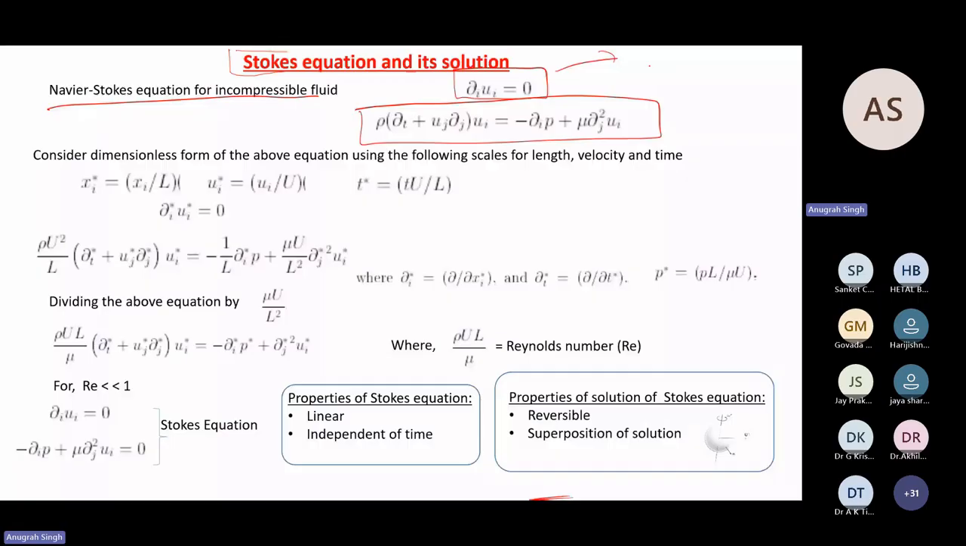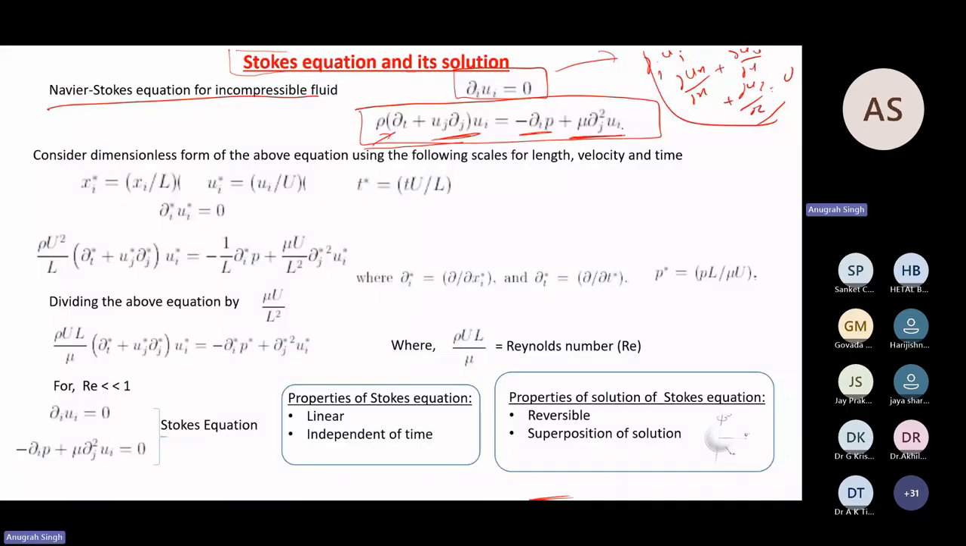So this is del j u j, where j means repeated index. This will be del u x by del x, and j repeated means summation, plus del u y by del y plus del u z by del z is equal to 0. This is the same thing you write in conventional notation. Again, this is the momentum equation: the storage part, convective transport of momentum, pressure gradient, and this is the diffusive flux of momentum. Standard.